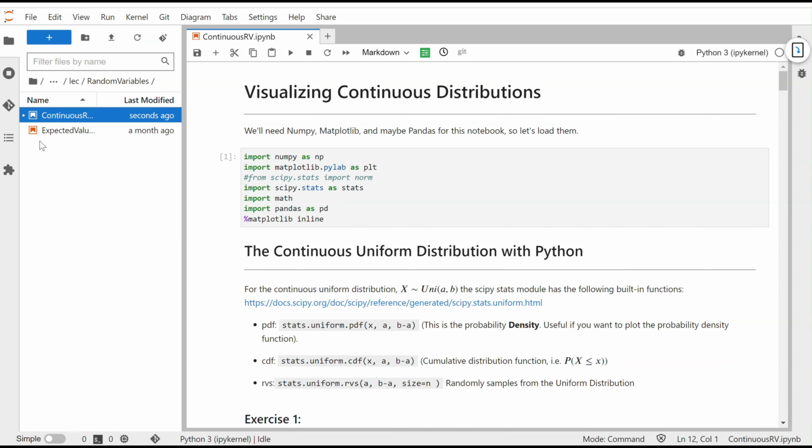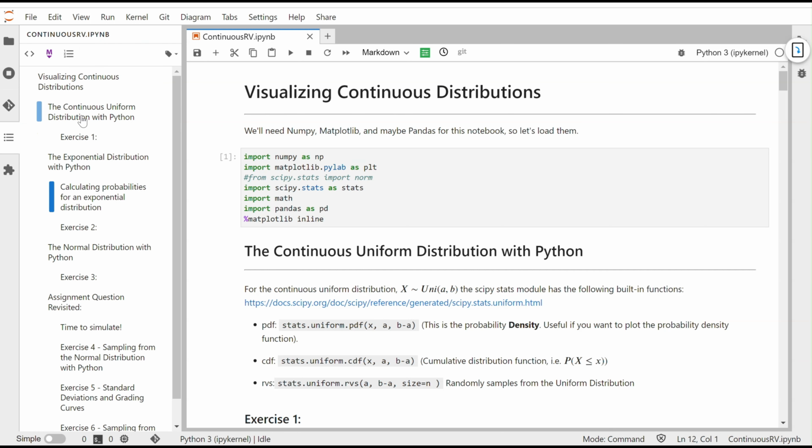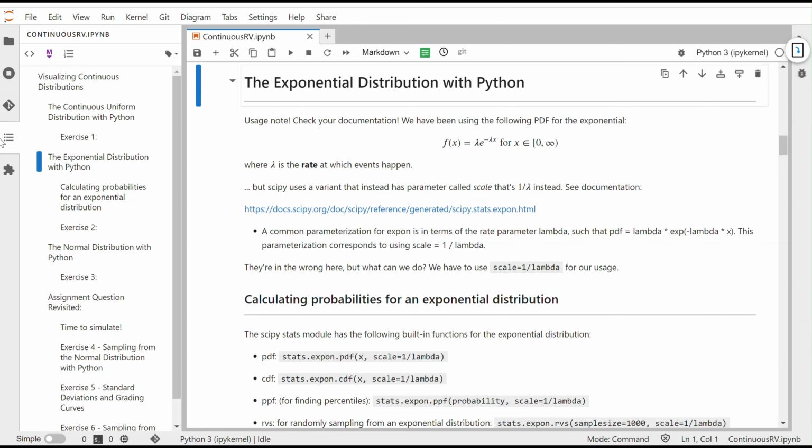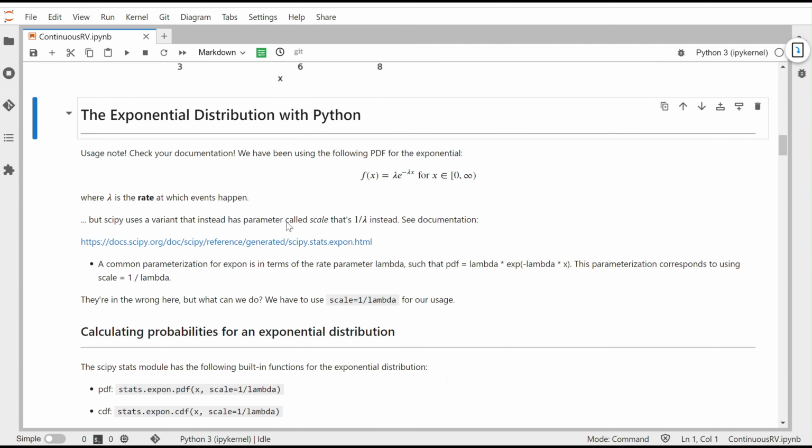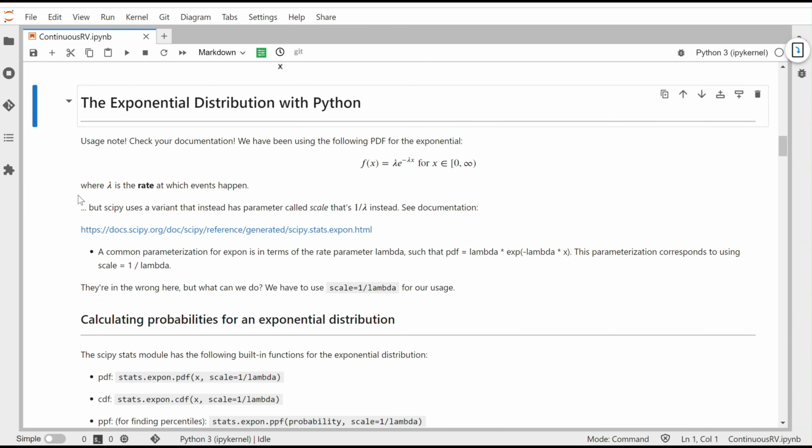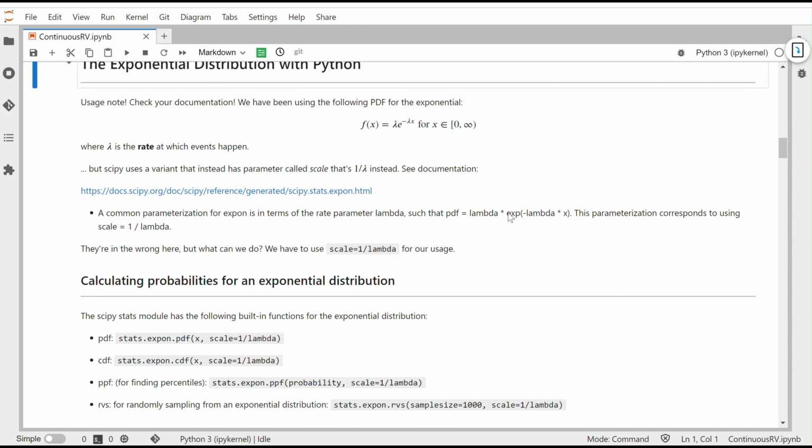Let's look at how we can calculate exponential probability questions in Python. So we're revisiting this continuous distribution notebook. And if you come over here, we're going to pop down to the exponential distribution with Python. Okay, so one thing to notice is we've been using lambda. That's how this is defined in terms of the probability density function. But SciPy uses a variant where the input called scale is actually 1 over lambda. So just be aware when we go to put in things for the PDF and the CDF down here, instead of putting in lambda, you're going to put 1 over lambda for this parameter.